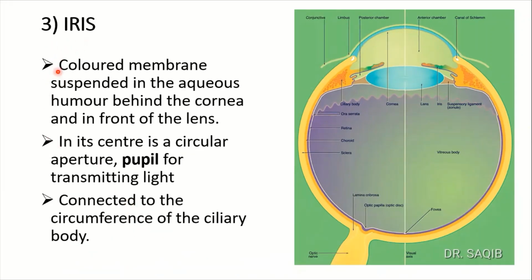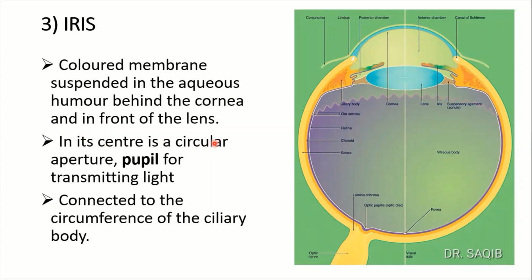So, a few words about the iris. This is the iris, the colored membrane suspended in the aqueous humour. This is the aqueous humour. This iris is behind the cornea. This is the cornea, and the iris is in front of the lens.